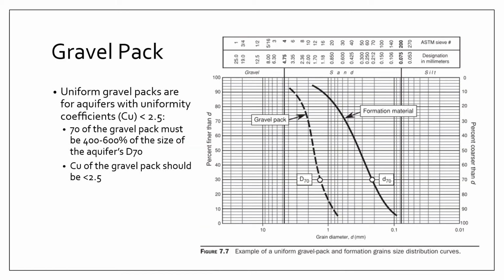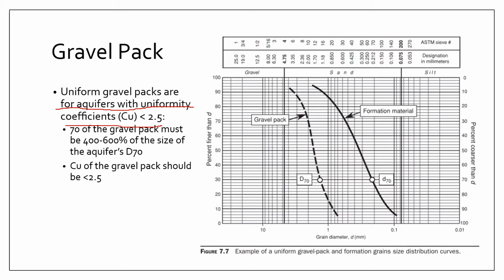Now let's talk about gravel packs. All right, gravel packs are typically ideal for aquifers with uniformity coefficients of less than 2.5. All right, so these are your uniformity coefficient of less than 2.5. You're talking here about soils that are more or less uniform in size. Right, so a CU that is equal to 1 is more or less a perfectly uniform soil in terms of size.